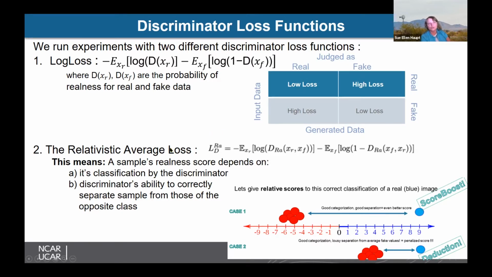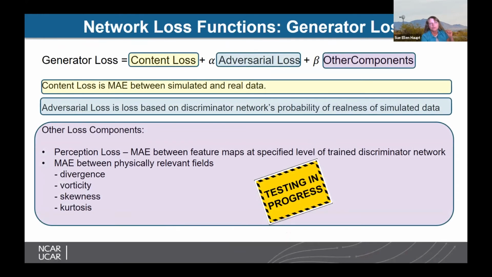But we're also experimenting and finding that it's helpful to use this relativistic average loss function as well, where in addition to characterizing the correctness in terms of did it get the real or fake, but also looking at how far relatively from the generated data the real data is. So doing that type of loss has really helped stability in the algorithm.